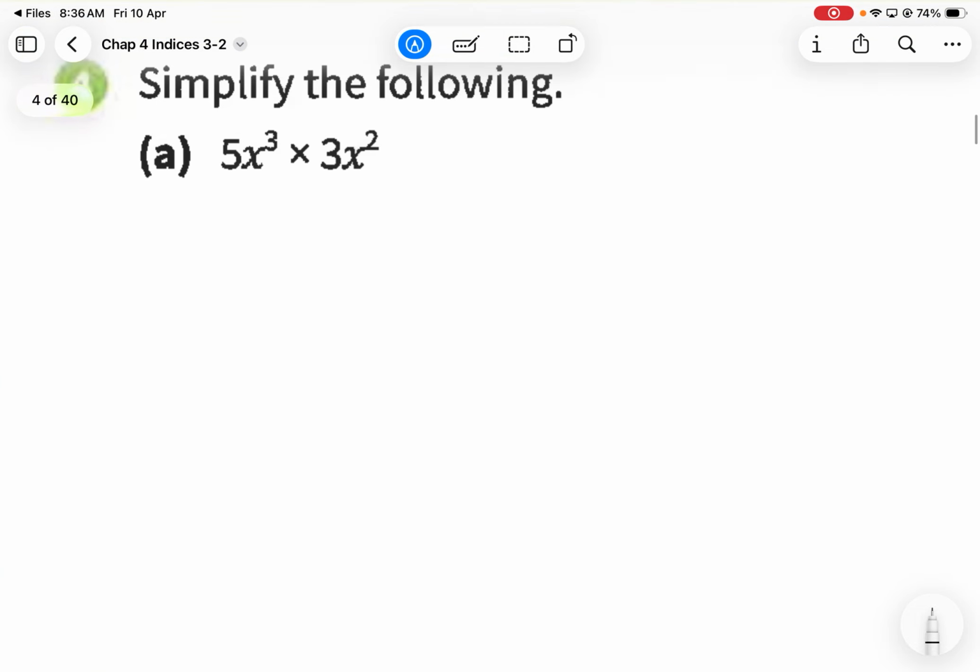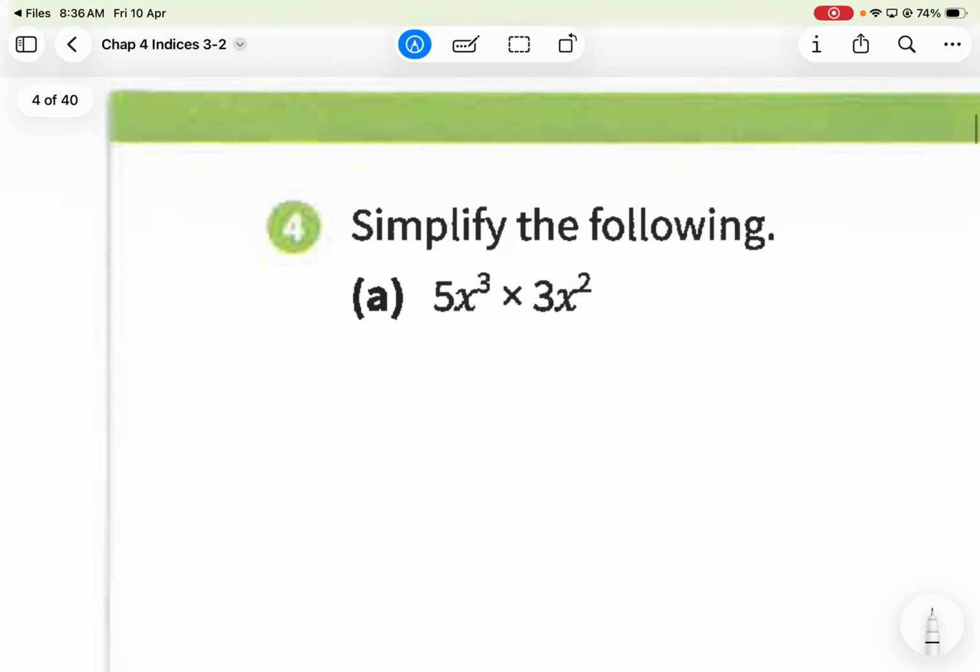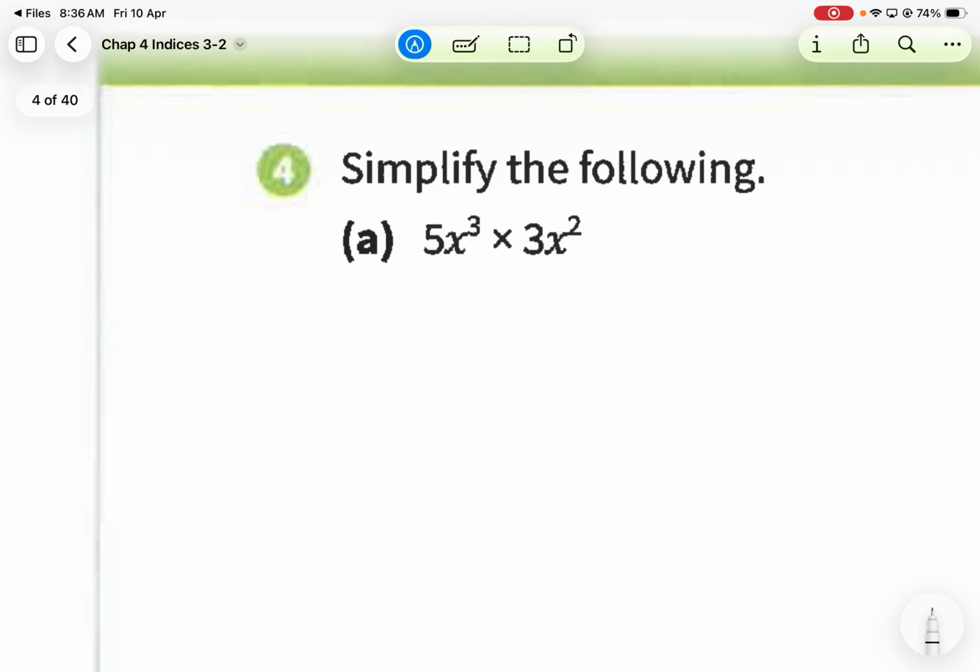Okay. Now we come to a bit more complicated. When we are multiplying all this, we have done all this before also. Multiply, multiply, multiply, multiply, multiply. So we just multiply the numbers together. 5 times 3 is 15. Then we multiply the x together. X to the power 3 times x to the power 2. Just x to the power 5.